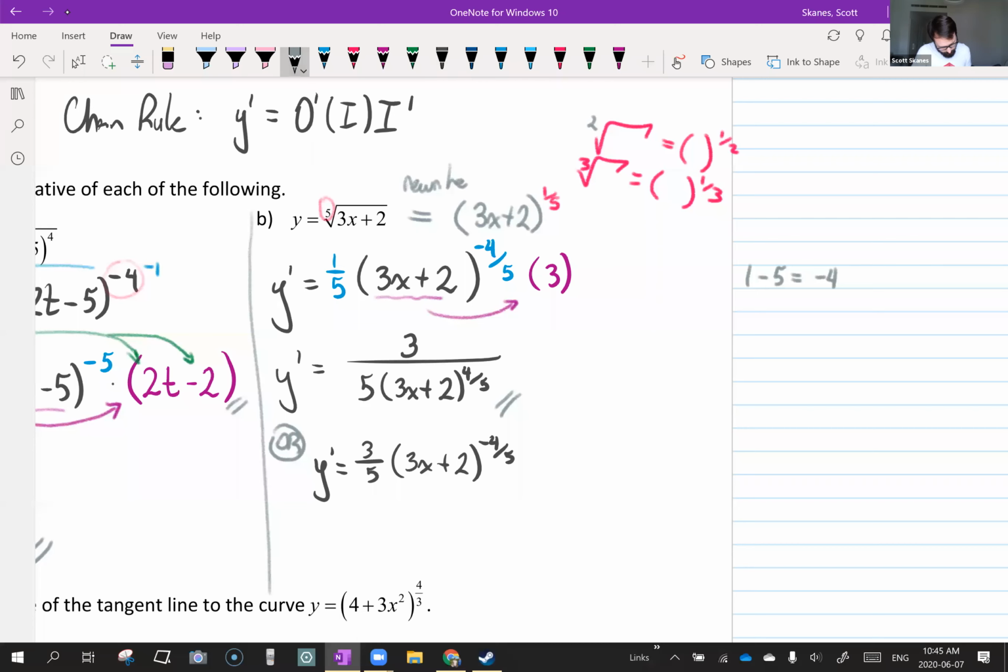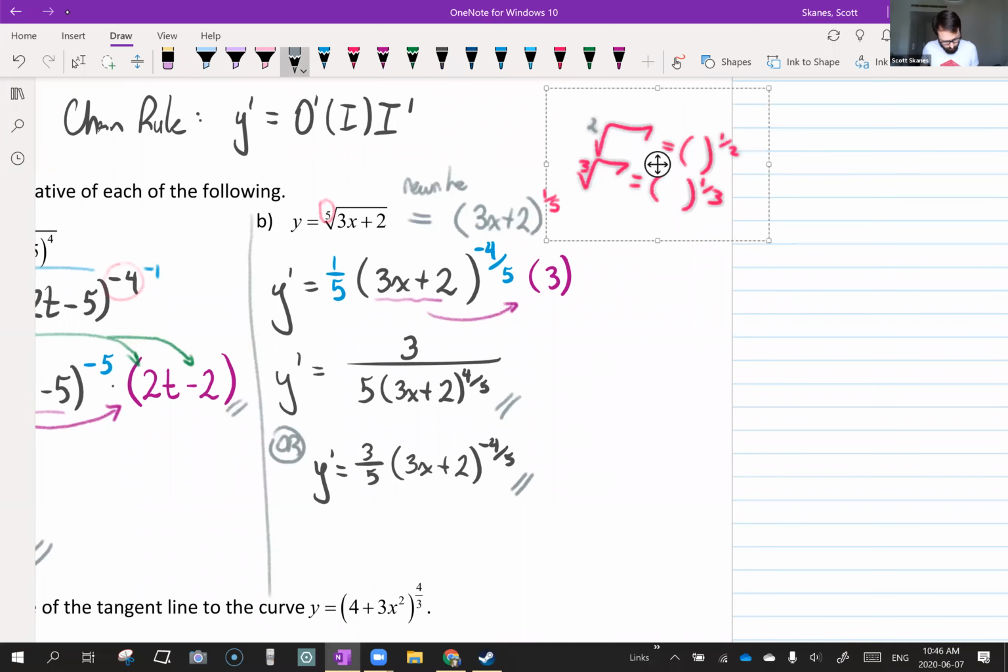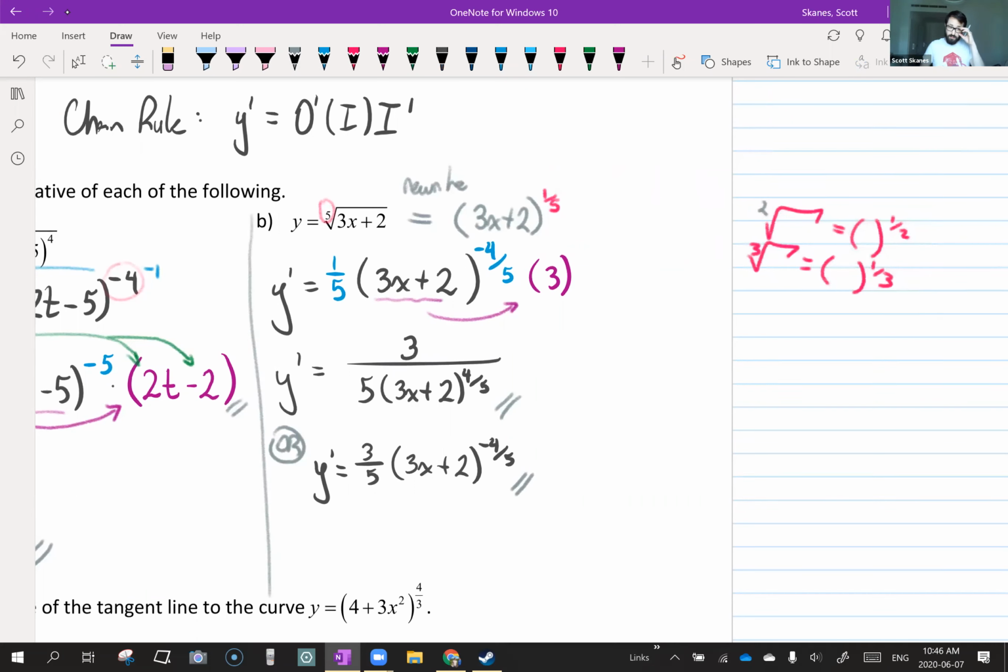This is also acceptable. I could probably even come up with a different way if I thought hard enough, but these are your standard ways. Questions? Just going to clean up this page a little bit. Clear?